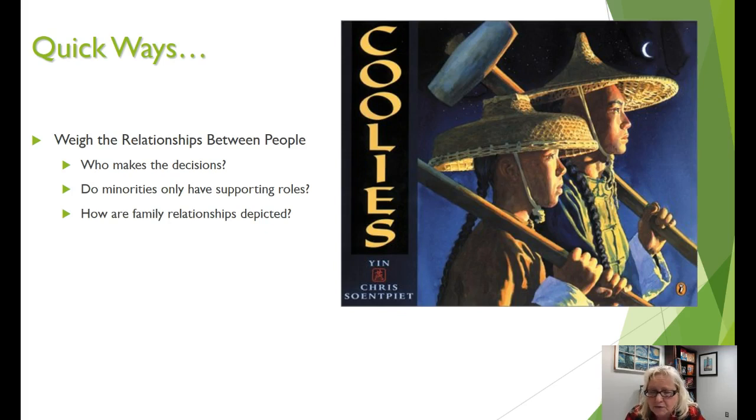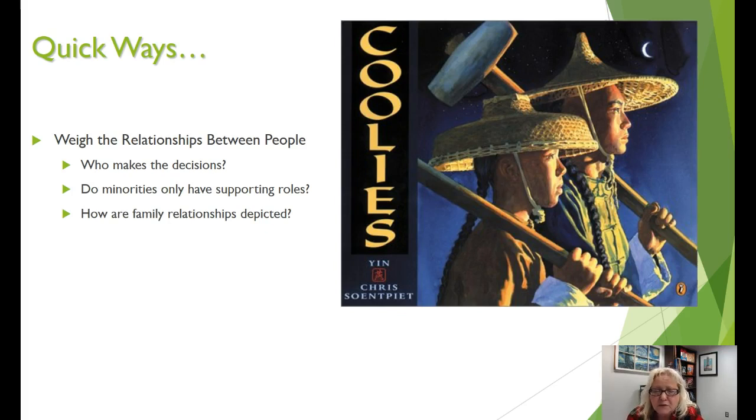The illustrations are amazing, but also when you look at the depictions of the relationship between these two, their family relationship is depicted beautifully, and they watch out for each other, and they're truly brothers and family, and work and watch out for each other. So that's a family relationship.